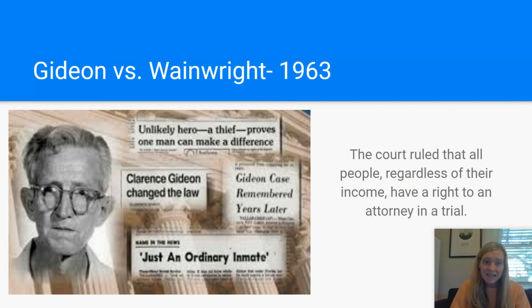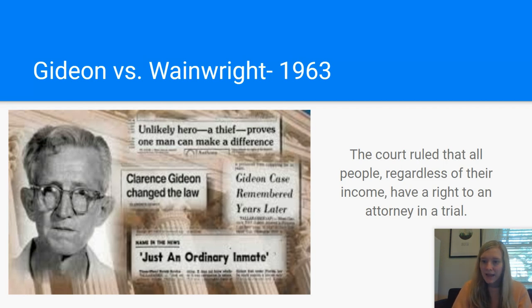Well, in this case, Clarence Gideon was a poor man who was accused of a crime, and the state refused to provide him an attorney. So this court case is really interesting because Clarence Gideon was found guilty of his crime because he had no representation.